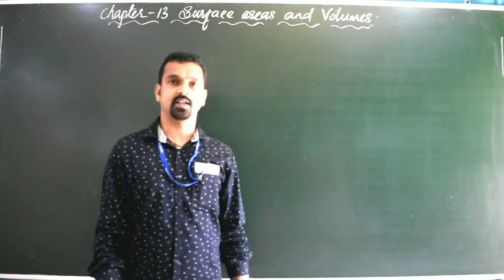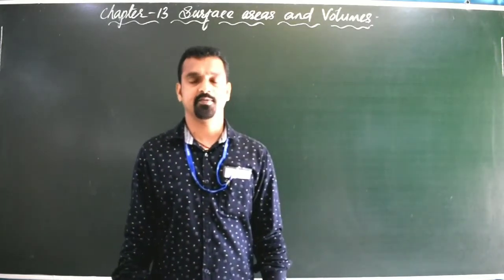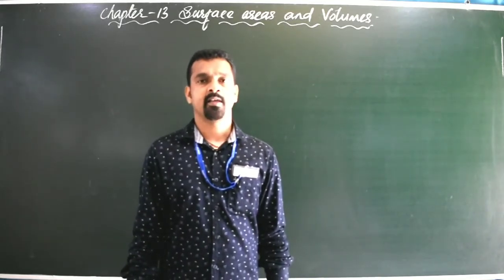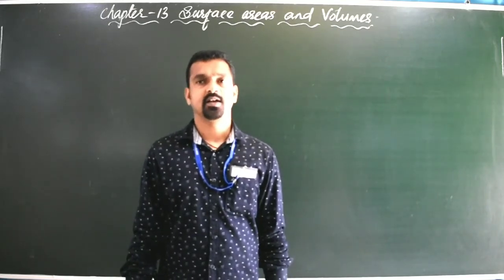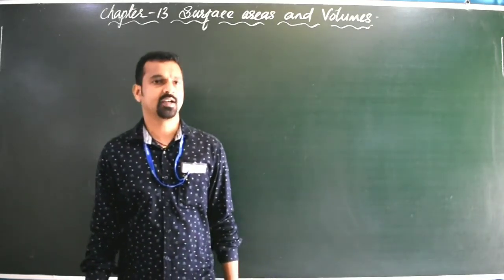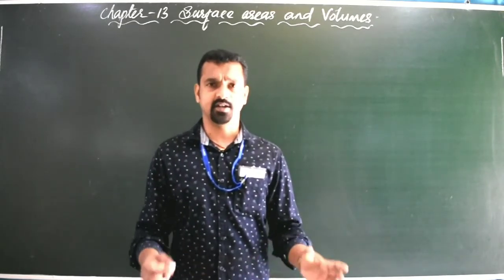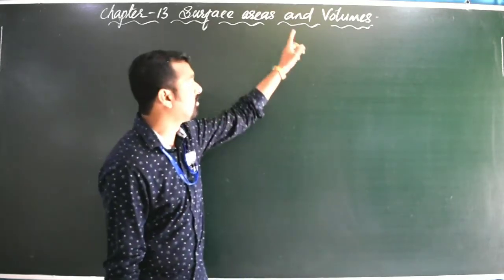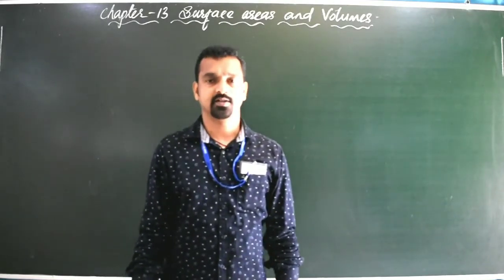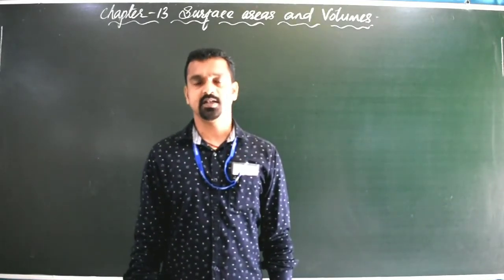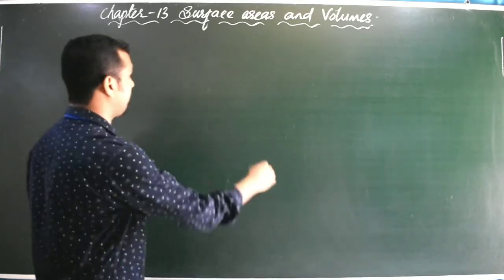If a solid figure is there, then its outer surface area is called the surface area of a solid figure. Here we are going to study surface areas and volumes, but because of this pandemic, the board has already reduced the syllabus. Because of that, they have reduced the volume portion. So we are going to study only the surface area of solid figures. First we are going to study the surface area of cuboid and cube.